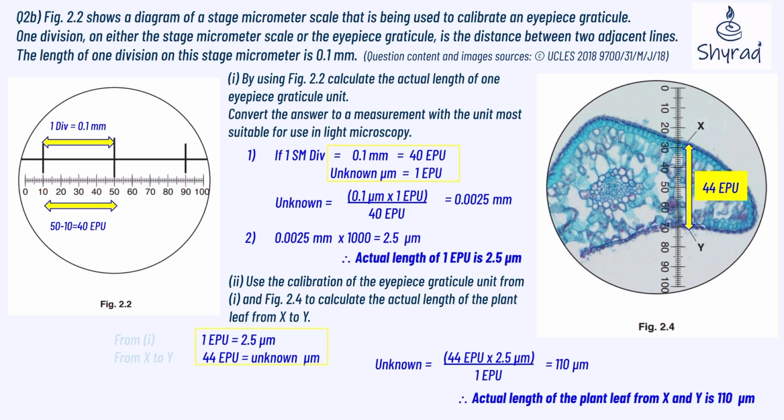In order to find out the unknown value, we multiply 44 by 2.5 and divide it by 1, and it will give us 110 micrometers. So the actual length of the plant leaf from X to Y is 110 micrometers.